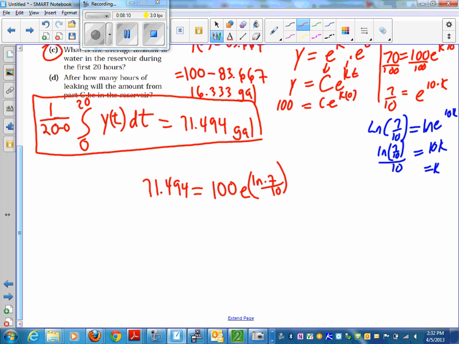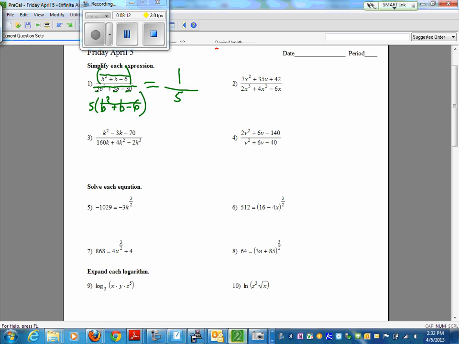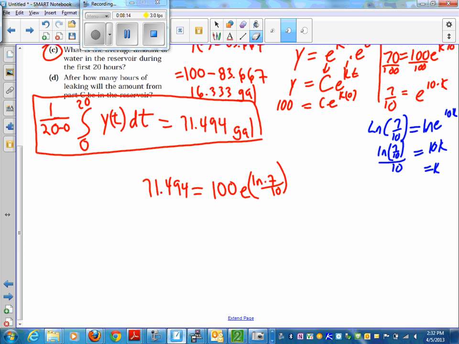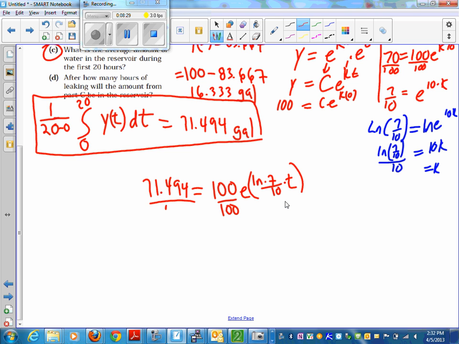and we forgot to put our variable in here, so let's put t in. So times t, and we need to solve for time in hours. So first thing we could do is divide by 100, and then we're left with this e. Well, how do we get to this t that's buried inside of this crazy function?